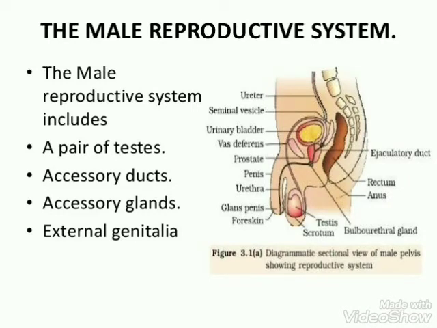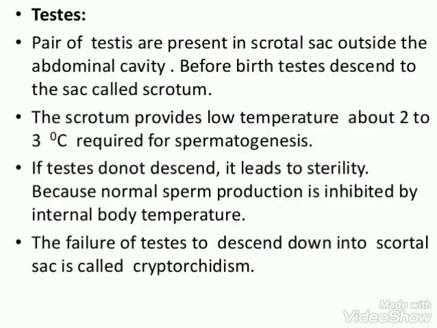The male reproductive system consists of the following three important parts. Number one, primary sex organ, which is known as testes. Number two, secondary or accessory sex organs, which include accessory ducts and accessory glands. And third one is external genitalia, which is known as penis. First of all, we will study about the primary sex organ, that is testes.